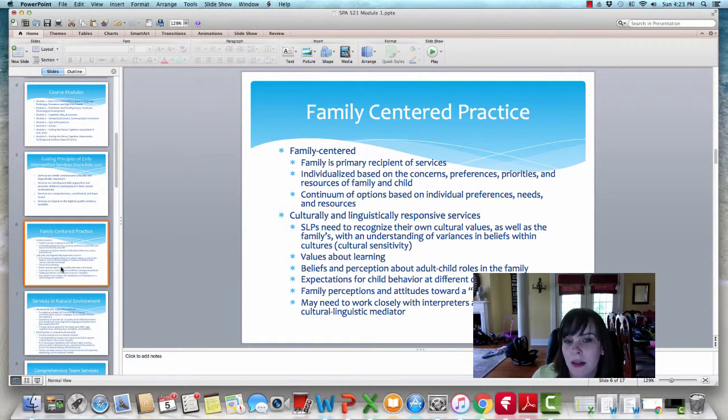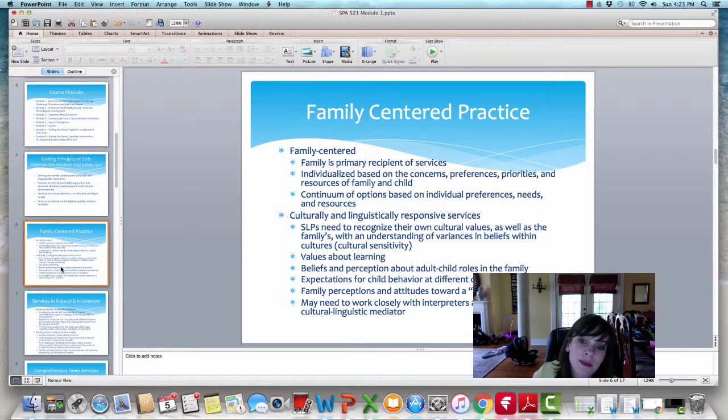Sometimes you'll have culturally different family perceptions and attitudes towards disability. Some families are much more accepting of disabilities than others, and we have to think, even in the last 50 or 60 years, how perceptions towards disabilities have changed across the United States alone, much less across cultures.